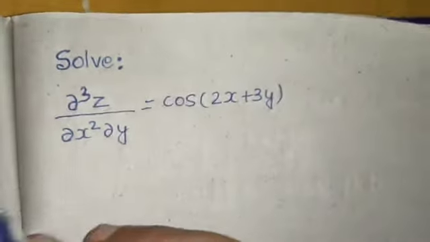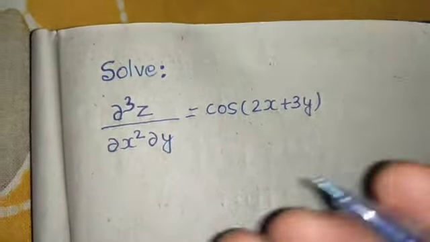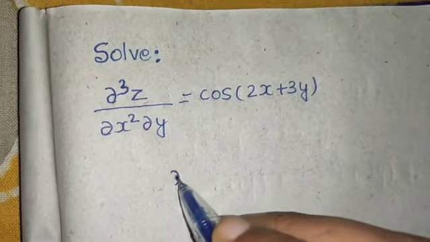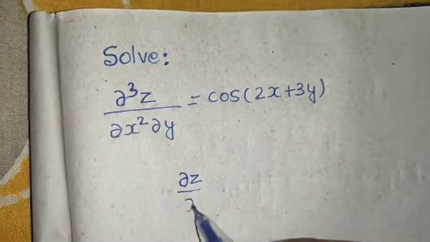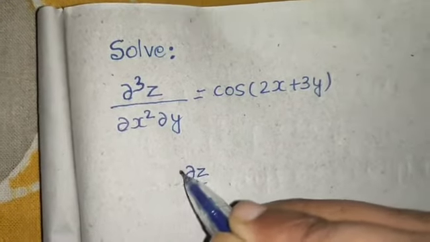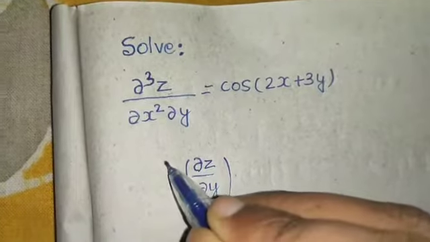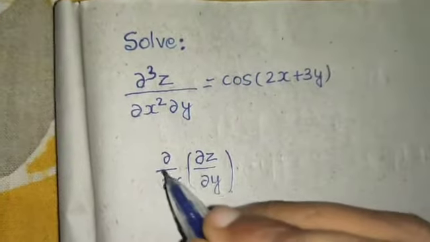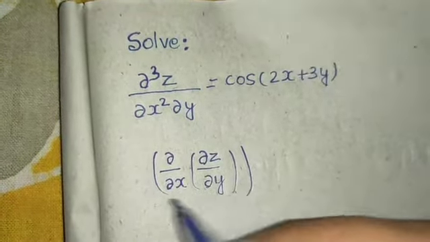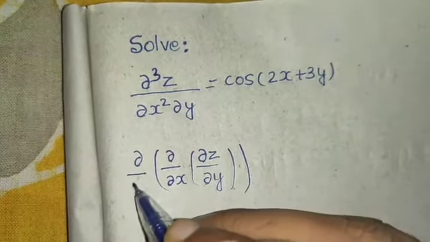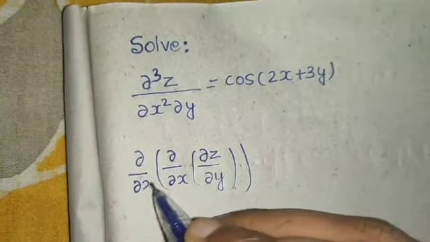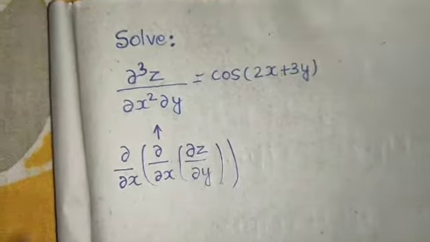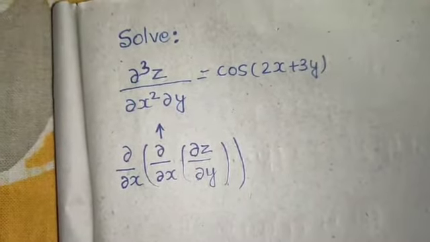Before that, you can think that there was some z for which first we found del z by del y, then we again differentiated it partially with respect to x to get this, and then the result was again differentiated partially with respect to x to get this del cube z by del x square del y. Now order is not important here because they are continuous.